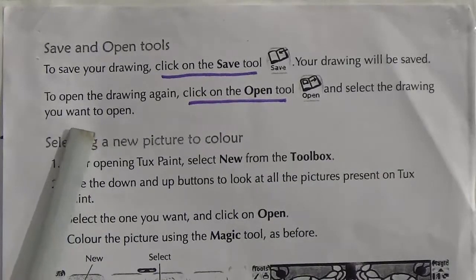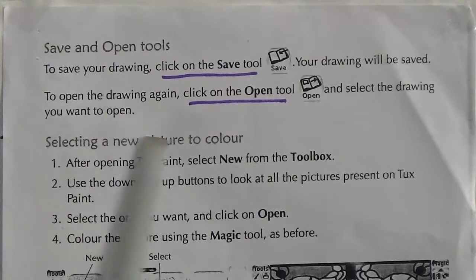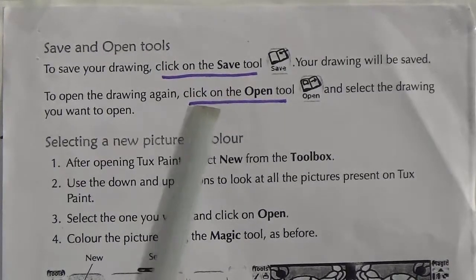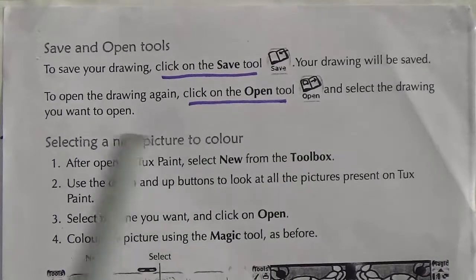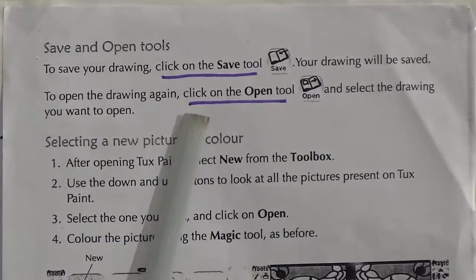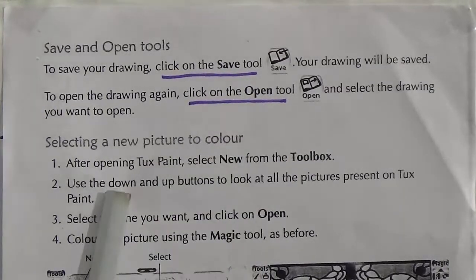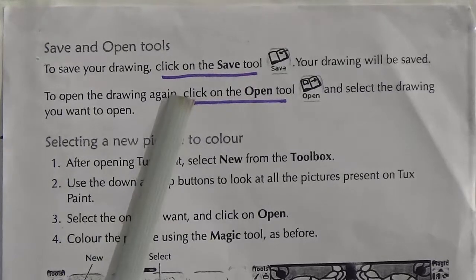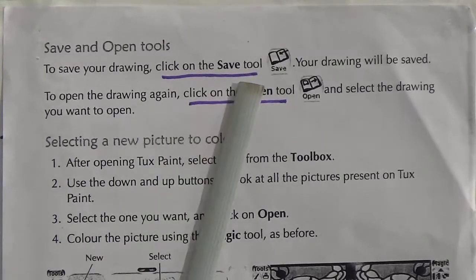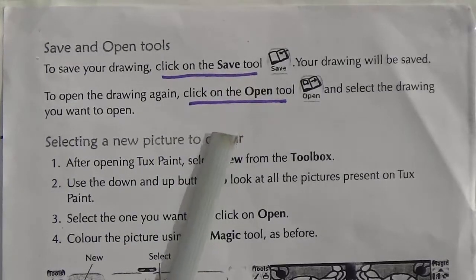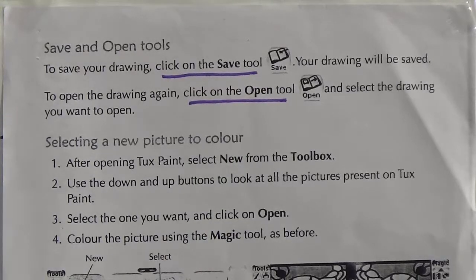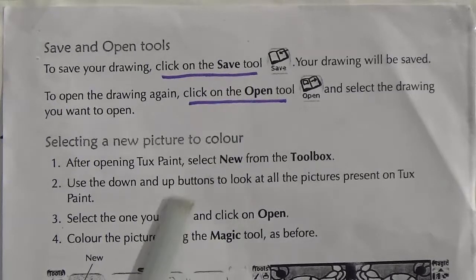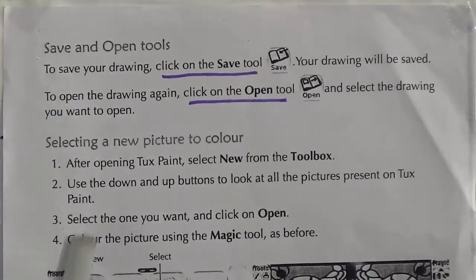See, if you want to open the drawing, you have to click on the open tool. If you want to open something, you have to click on the open tool. And if you want to save something, you have to click on the save tool and your drawing will be saved. So we have learned, if you want to save something, we have to click on the save tool. If you want to open something, we have to click on the open tool.